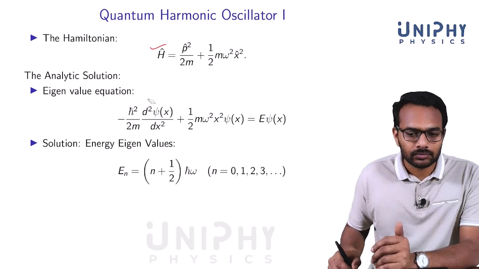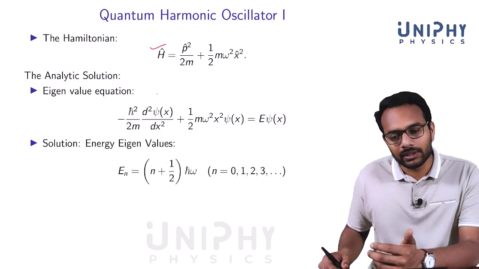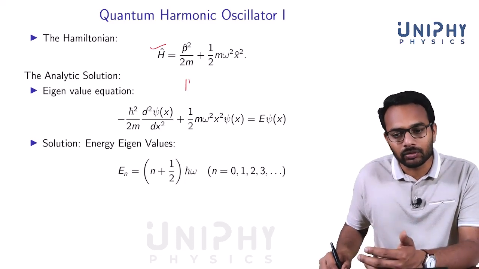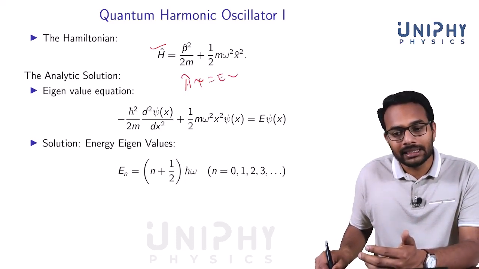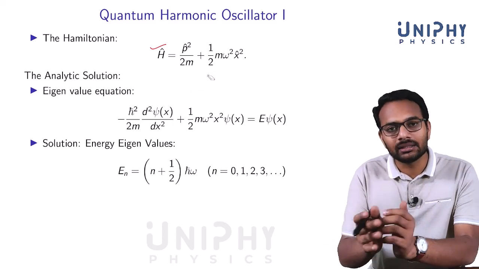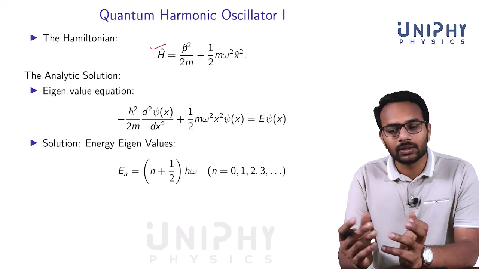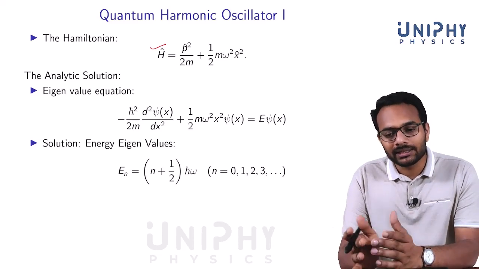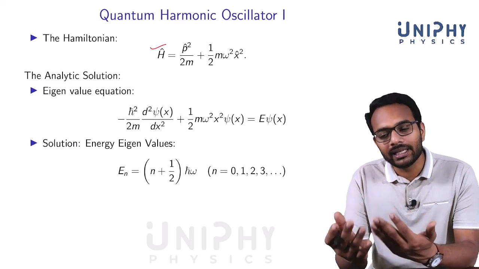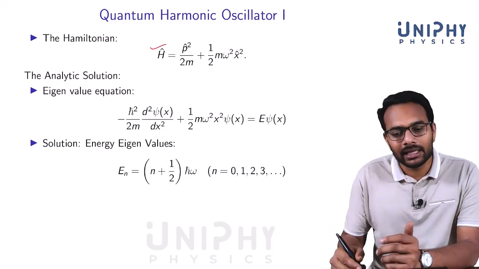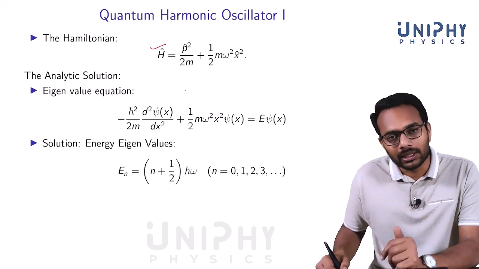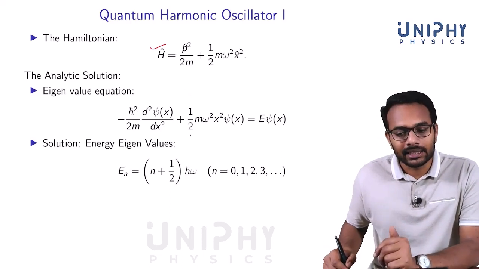The first thing we do is to find the analytic solution. Obviously, we solve the eigenvalue problem, H psi is equal to E psi. In this case, the solution is a bit more involved. It's not quite straightforward, but mathematicians have already worked with certain differential equations, and we can change this into a standard differential equation, and then we'll get the solution.